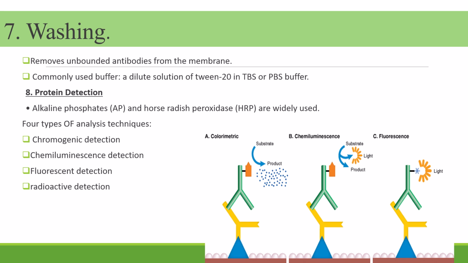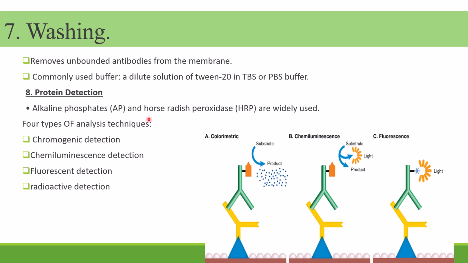Another step, sorry, I wrote it later, is washing. After primary you have to go for half an hour of washing, and after secondary also half an hour of washing. Why washing? Washing will remove the unbound antibodies from the membrane. The commonly used buffer is TBS or PBS. You can use PBS or TBS with Tween for washing. How can we detect the protein?